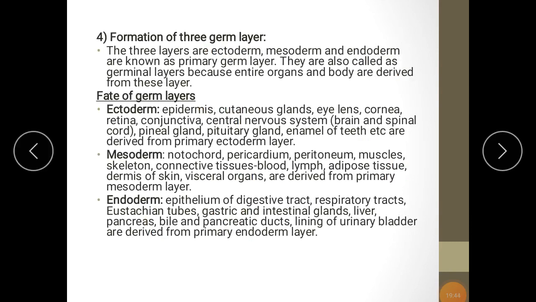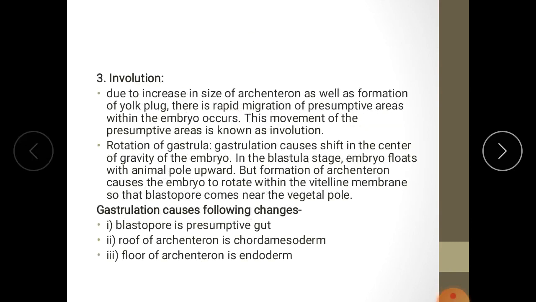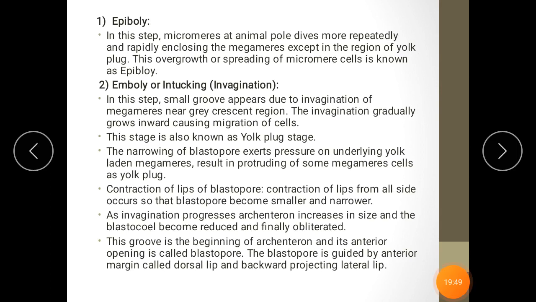So next step in gastrulation is emboly or invagination. In this step, a small groove appears due to invagination of megameres near the gray crescent region. The invagination gradually grows inward, causing migration of cells.